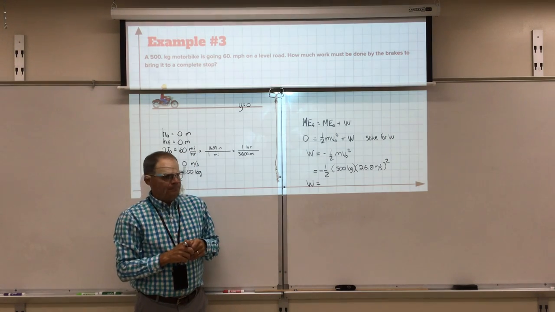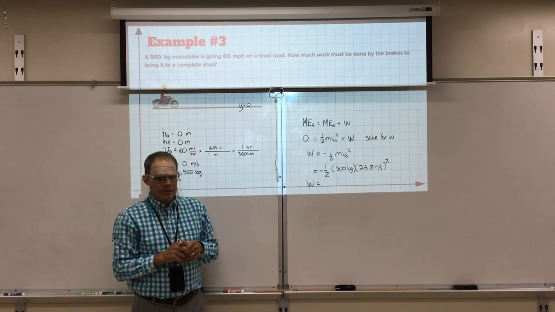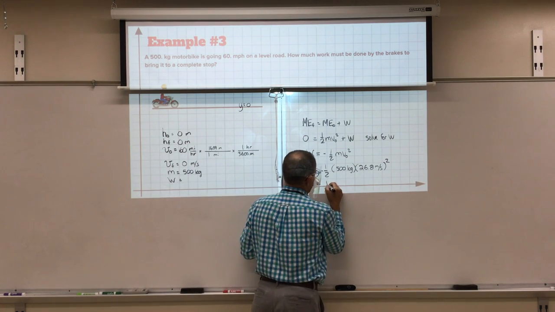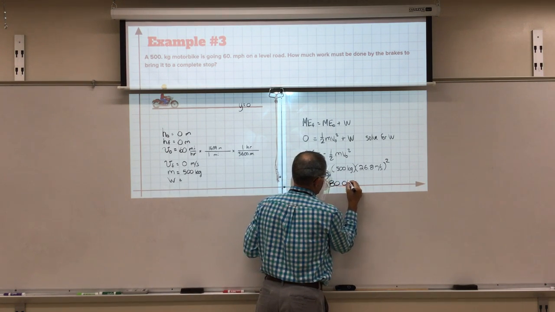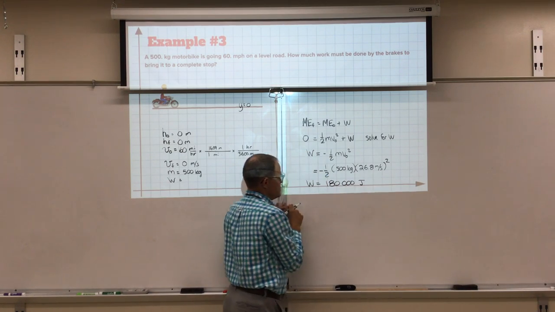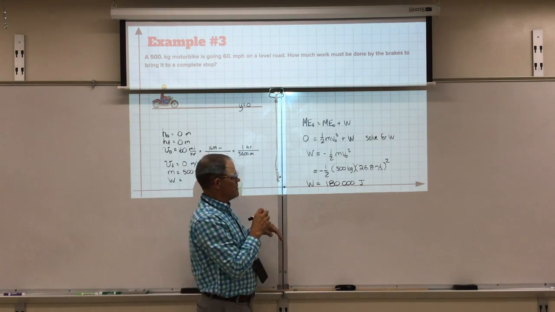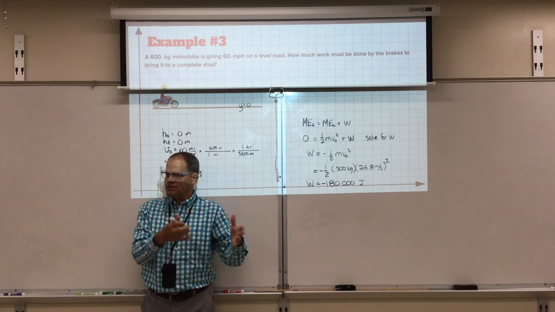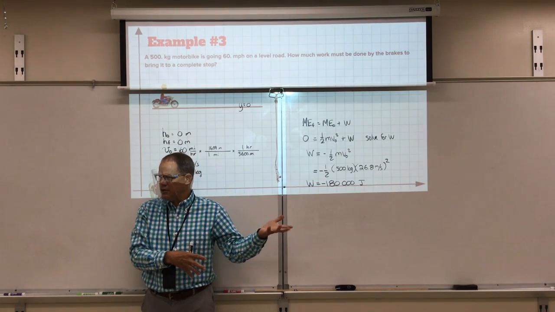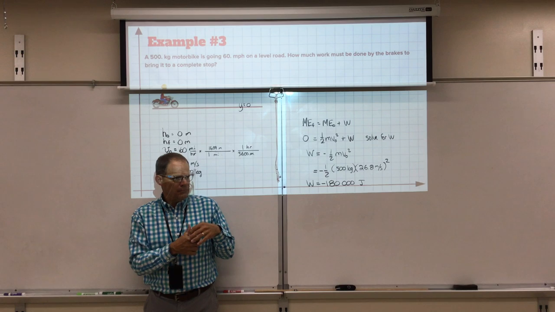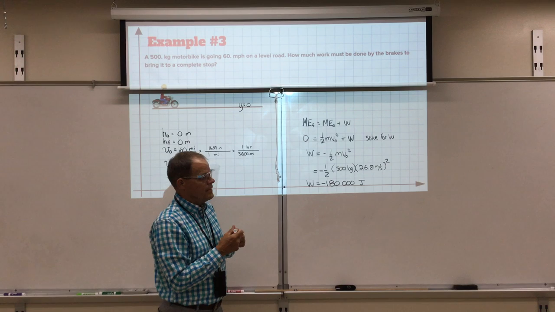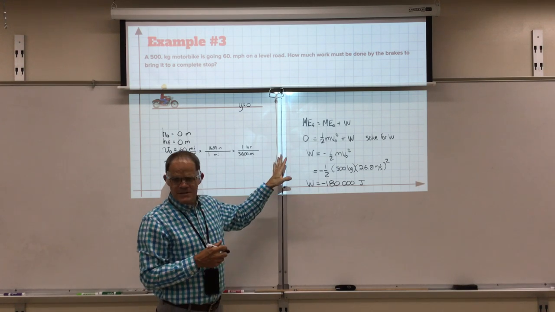So, what do you get? Ezra? I got negative 189,000 joules. Is that close? And it's negative. Negative means energy was taken out of the system. The brakes removed energy from the motorbike. Okay? Threw it away as heat. All right? Does that sort of make sense?